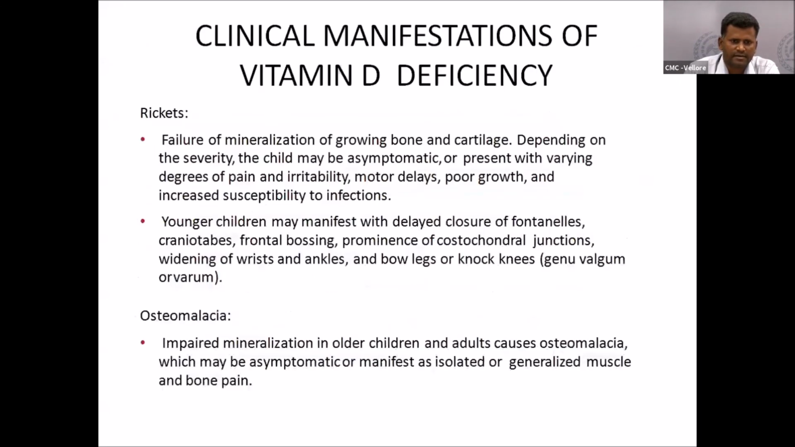So what are the clinical manifestations? As you all know, vitamin D deficiency can produce rickets in children. Younger children may manifest delayed closure of fontanelles, craniotabes, frontal bossing, and also prominence of costochondral junctions, that is called rachitic rosary, and also widening of the wrist and ankles and bowlegs. In older children, it can produce osteomalacia, which can manifest as generalized muscle and bone pain.